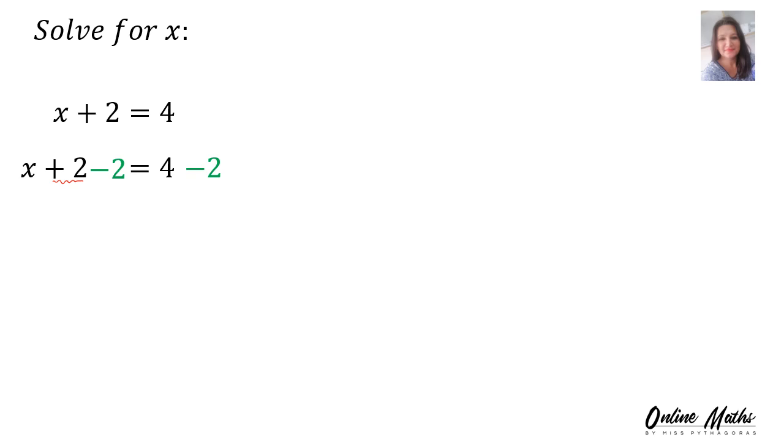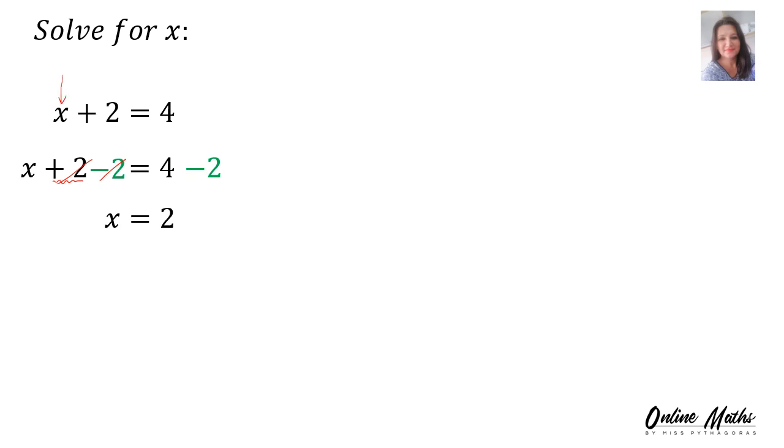Back to the left hand side. Plus 2 minus 2 will cancel each other out, and you're left with x. And on the right hand side, 4 minus 2 is 2. We can quickly test whether x is equal to 2 is indeed the solution by substituting 2 back into x's place.